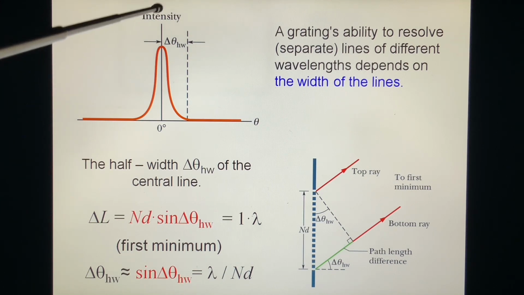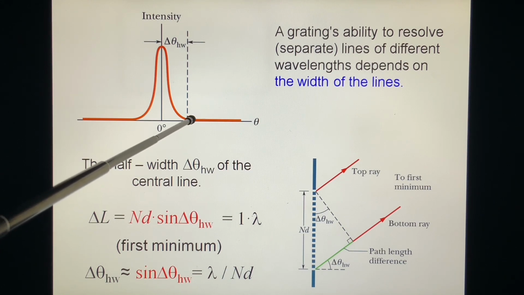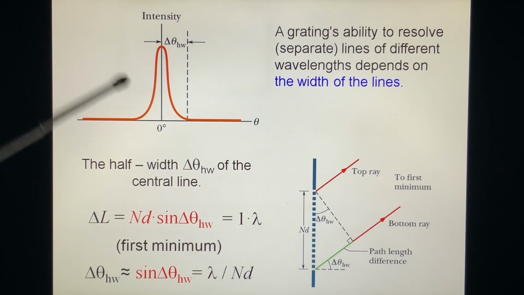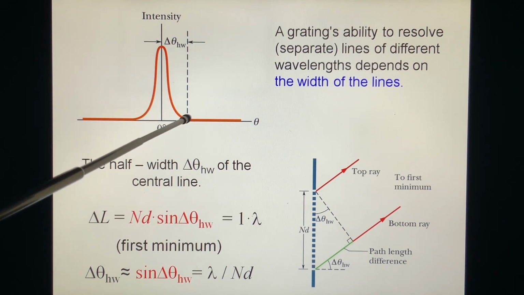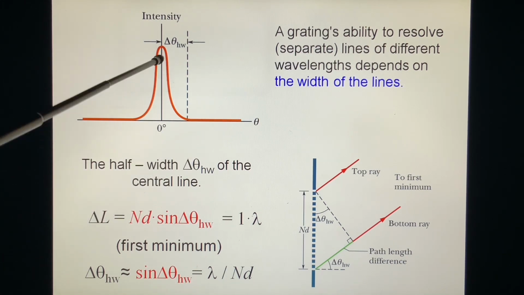This is the central line, and this is the first minimum, so this is called the half width angle. This angle is actually related to Rayleigh's criterion. If you have a second line, its maximum must be outside the first minimum of the first one. So this angle is actually the minimum angle for Rayleigh's criterion to distinguish two lines.